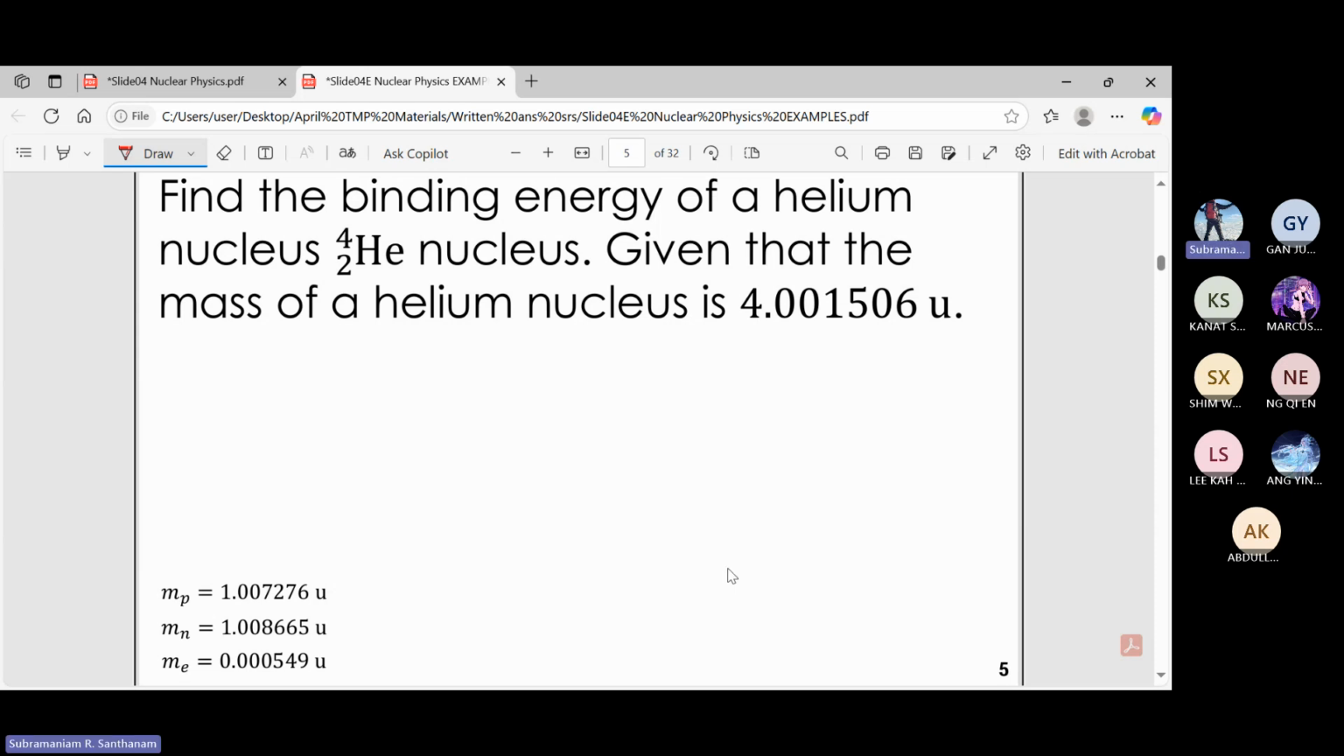I'll give you the answer for 4. Given the mass of the helium nucleus, find the binding energy of the helium. So you should get your answer as 28.36359 MeV.